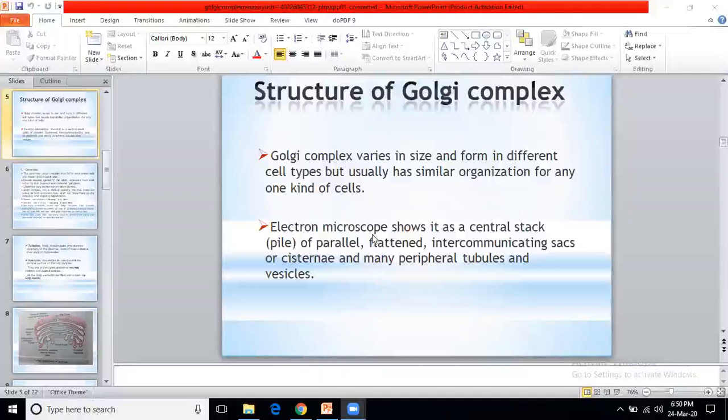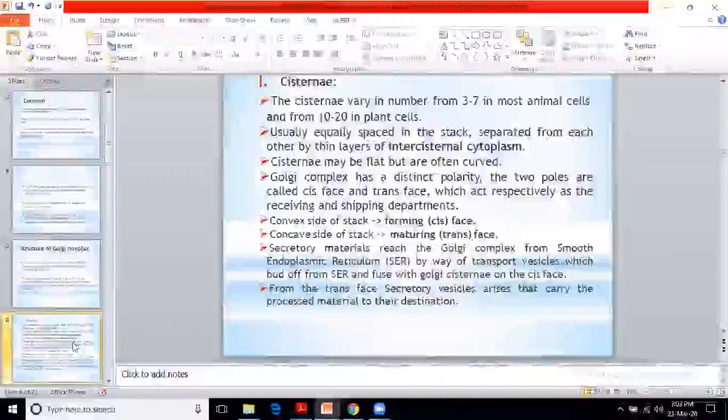In the last lecture we have already discussed the introduction of Golgi complex, their history, and their occurrence. Today in this lecture we will discuss the structure and the function of Golgi complex. So, let's come to the point. Structure of Golgi complex. Let's start with the cisternae.